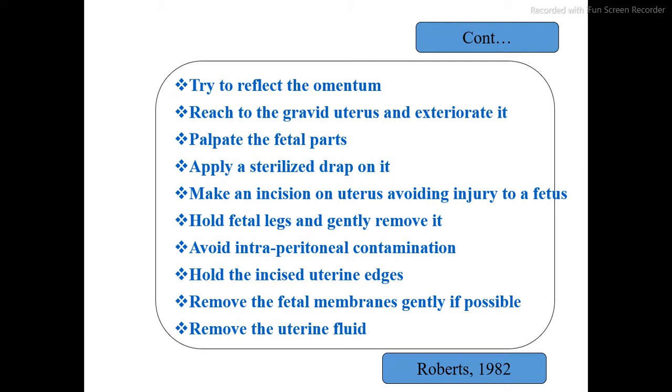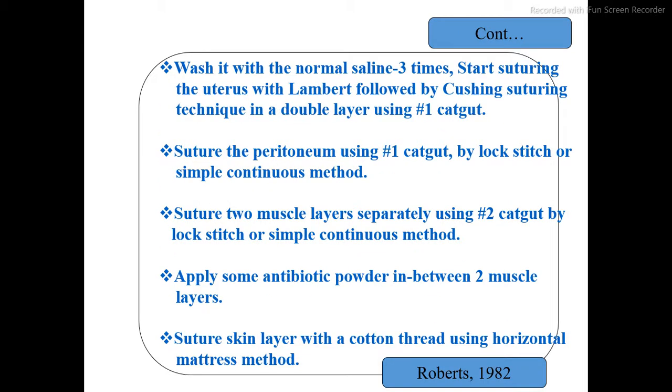Remove the fetal membranes gently. If possible, remove the uterine fluid. Roberts, 1982. Wash it with normal saline 3 times. Start suturing the uterus with Lembert followed by Cushing suturing technique in a double layer using number 1 catgut.